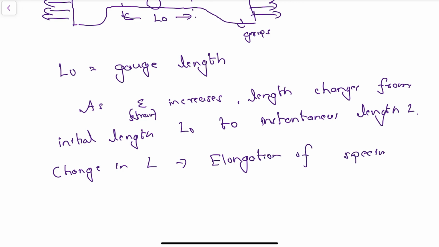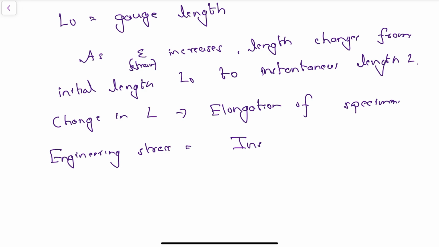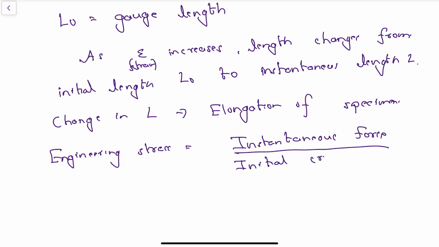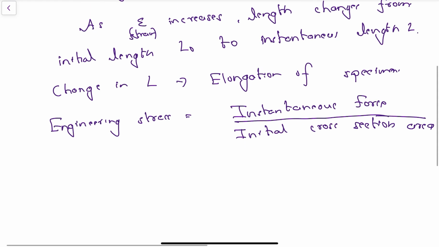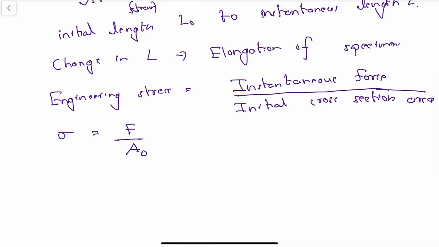Engineering stress is defined as the instantaneous force divided by the initial cross section. The cross section changes, but we are selecting the initial cross section area, and that is how the engineering stress is defined. It is given by the symbol sigma is equal to F by A0, where A0 is the initial cross section area.